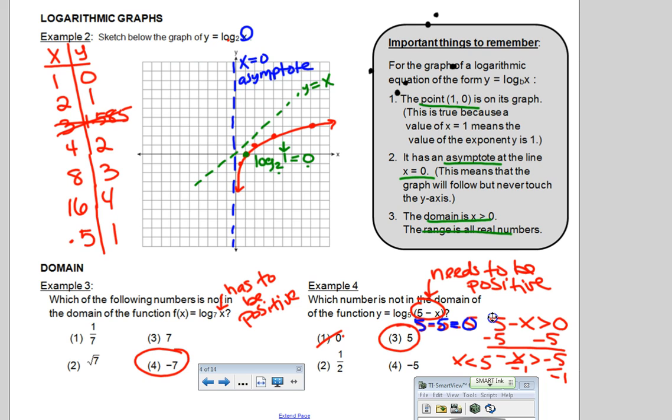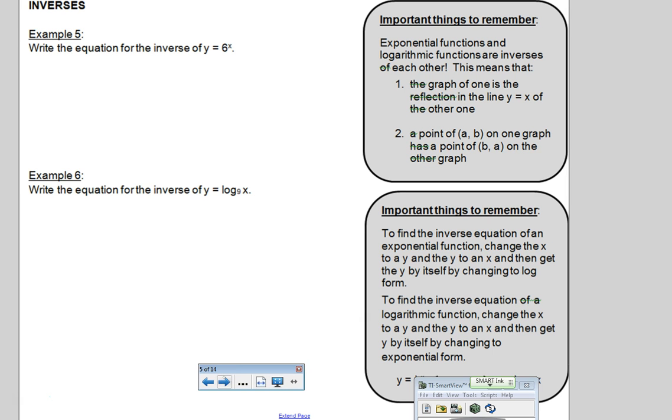Okay, and the other thing you have to know how to do besides graphing exponentials, graphing logs, knowing those important key facts I have in the gray box, you have to know domain, that spot needs to be positive after the log. The only other thing you have to do is know about inverses. And we already talked about how inverses of an exponential are log. So example 5, write the equation for the inverse of y equals 6 to the x. Well, we know for inverse functions, you switch x and y.